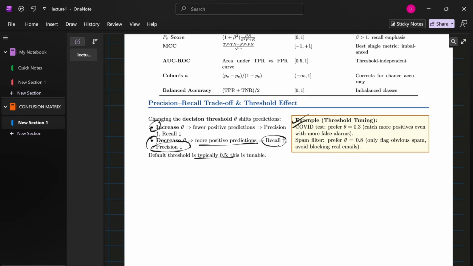Practical example: for a COVID test, set a low threshold, catch as many cases as possible, accepting the false alarms. For a spam filter, set a higher threshold, only flag things you are very sure about. Okay. So now to wrap up and close, the confusion matrix is the foundation of all classification evaluation. Now you know all four cells, know the key formulas and understand how it all works. Thank you.